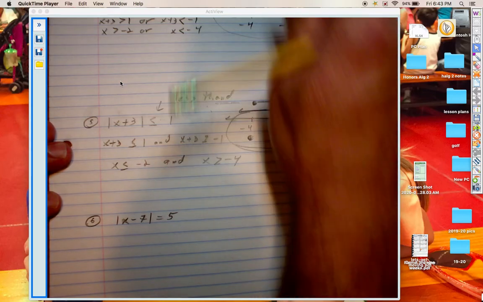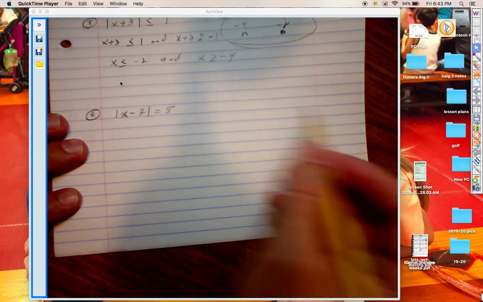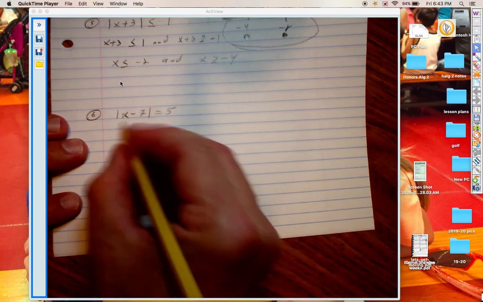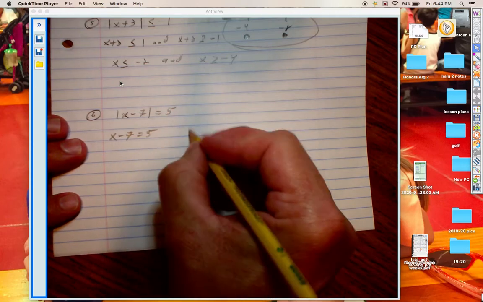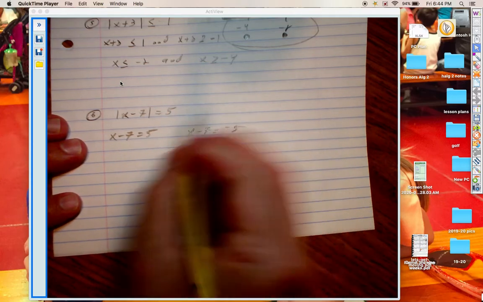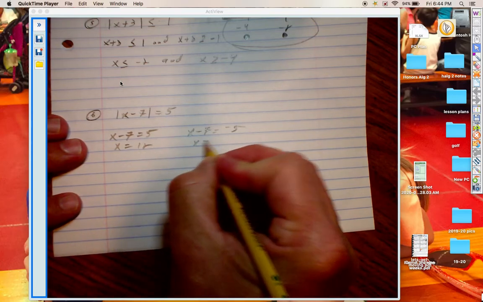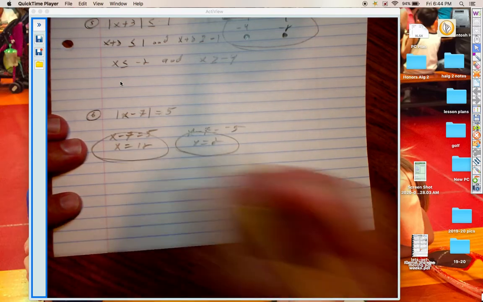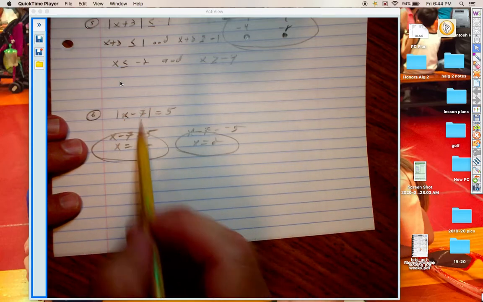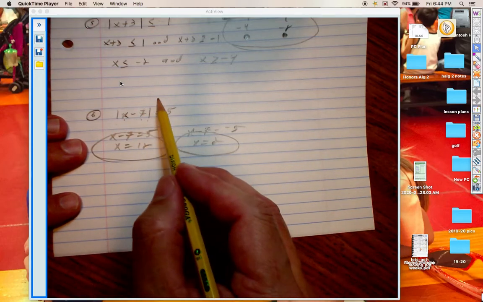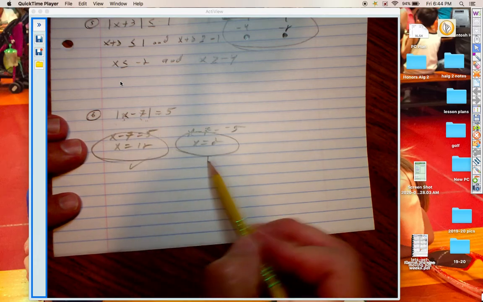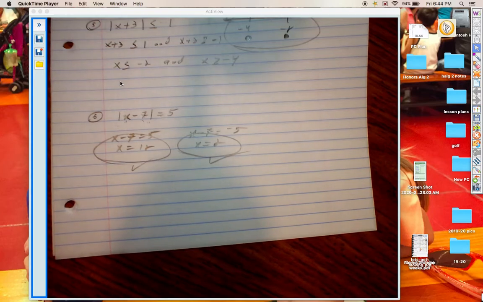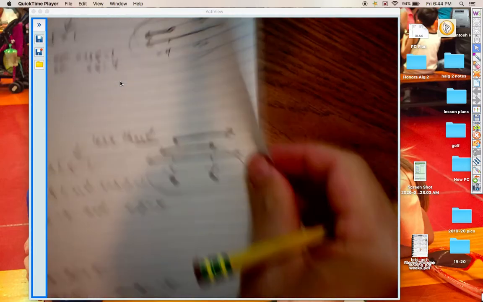All right, again, hopefully just quick refreshers. All right, absolute value of x minus 7 equals 5. X minus 7 equals 5 is my first one. I can't change that. X minus 7 equals -5. X equals 12. X equals 2. Two answers. 12 minus 7 is 5. Absolute value of 5 is 5. 2 minus 7 is -5. Absolute value of -5 is 5. So they both work. Always check them to make sure they're good.